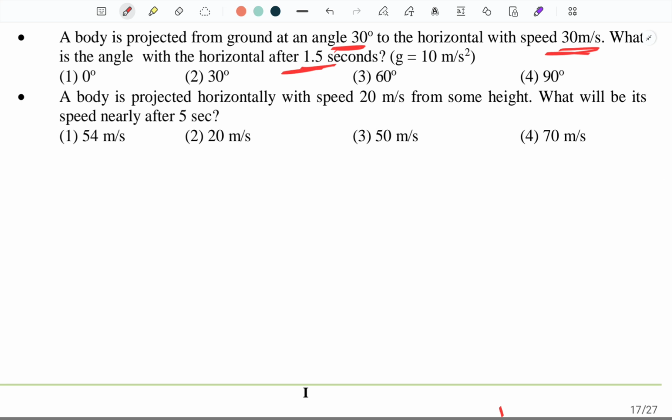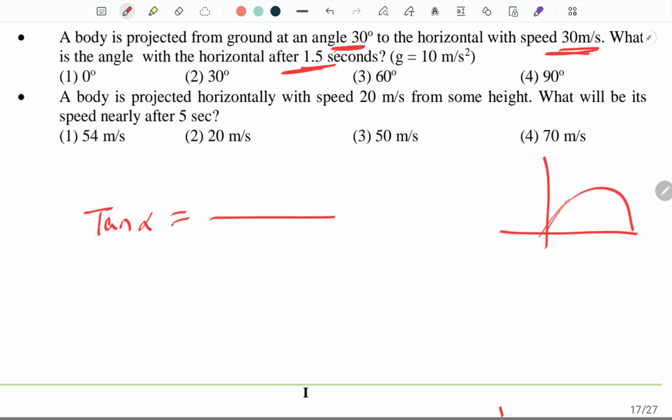One way is finding the angle directly, that is tan alpha is equal to... tan alpha always gives, in this curve, whichever point you take, opposite by adjacent, right? Opposite is the y-axis. Y-axis will have u sine theta, the initial velocity, minus gt, which you will take by using v is equal to u plus at.